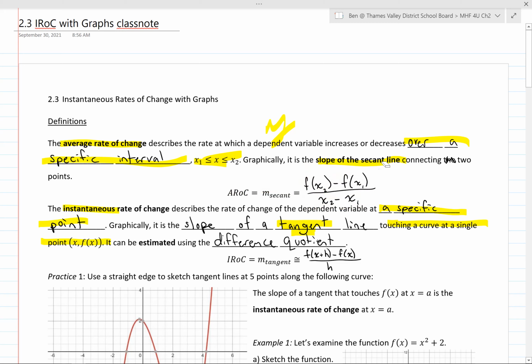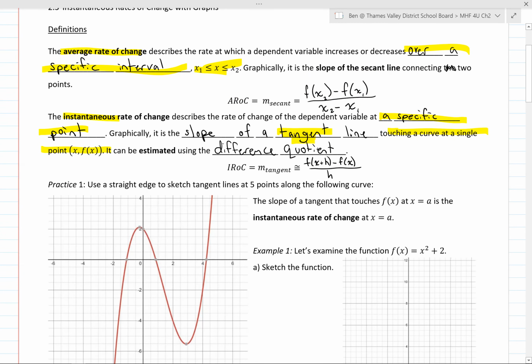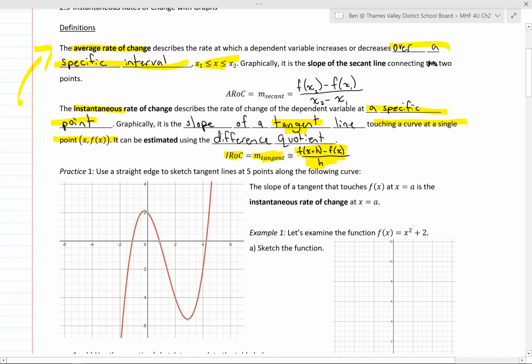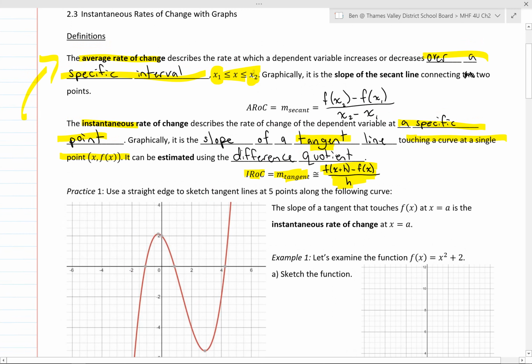It can be estimated by using our difference quotient, and the difference quotient, hopefully we have a little bit of practice with now. That's our instantaneous rate of change. It equals the slope of the tangent, and that's approximately equal to the difference quotient, which really is an average rate of change, but it lets us estimate the instantaneous rate of change because the distance between our x1 and x2 is extremely small. In this case, we call it h, and often we'll use 0.01 or 0.001, something very, very small.